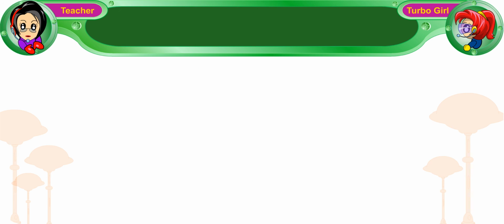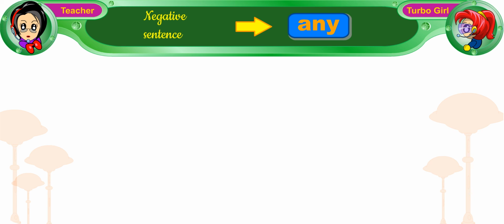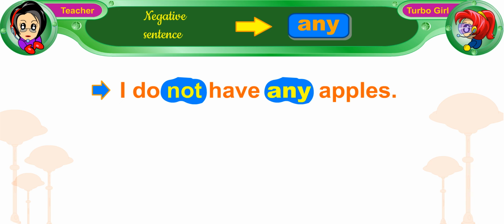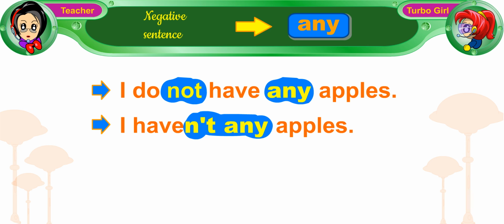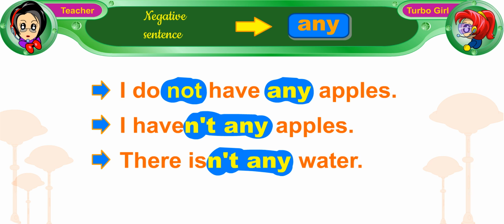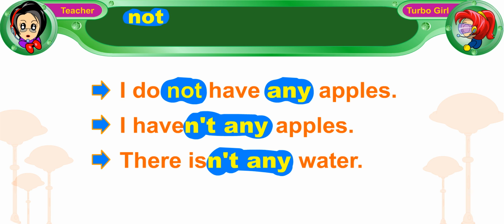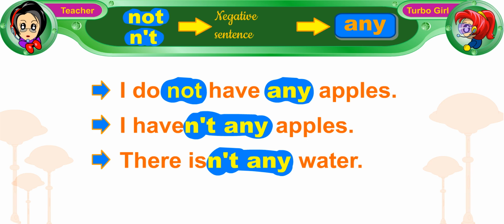If we want to talk in a negative sentence, we use any. For example, "I do not have any apples." "I haven't any apples." Or, "There isn't any water." We use not or an apostrophe T to show a negative sentence, and we use any instead of some in the sentence.